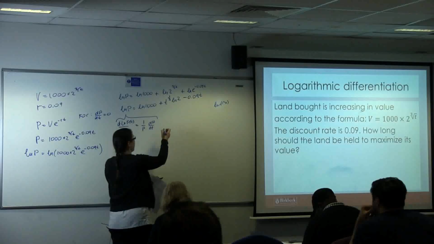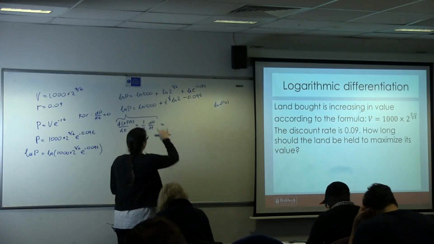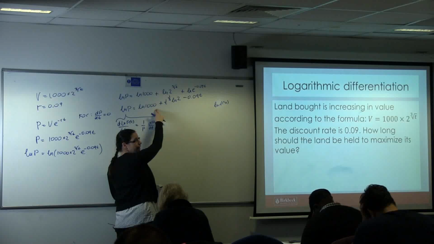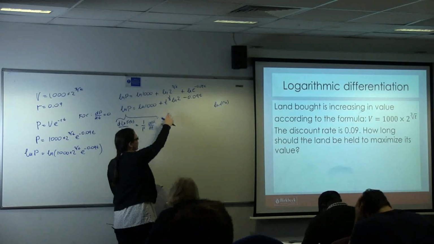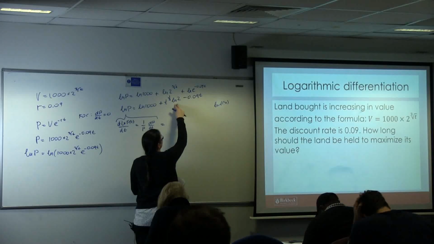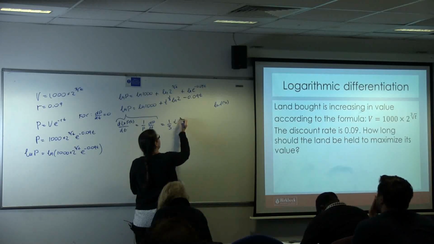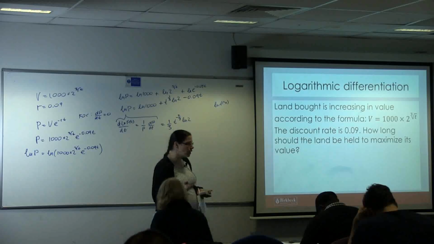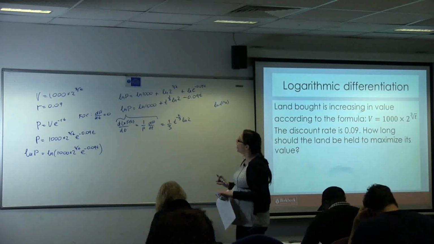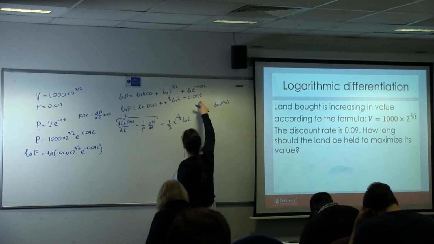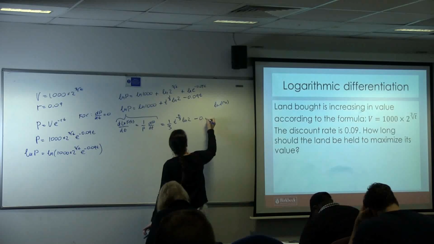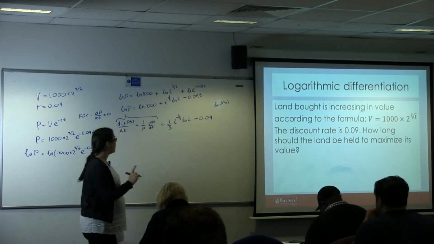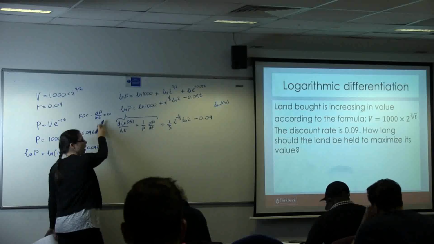Let's move on to the right-hand side now. The derivative of ln 1000 is 0. It's a constant. It's a number. It's gone. The derivative of t to the 1/3 times ln 2 is 1/3 t to the minus 2/3 times ln 2. Again, the ln 2 is a constant multiplier that stays in the term. And minus 0.09 t's derivative is minus 0.09.